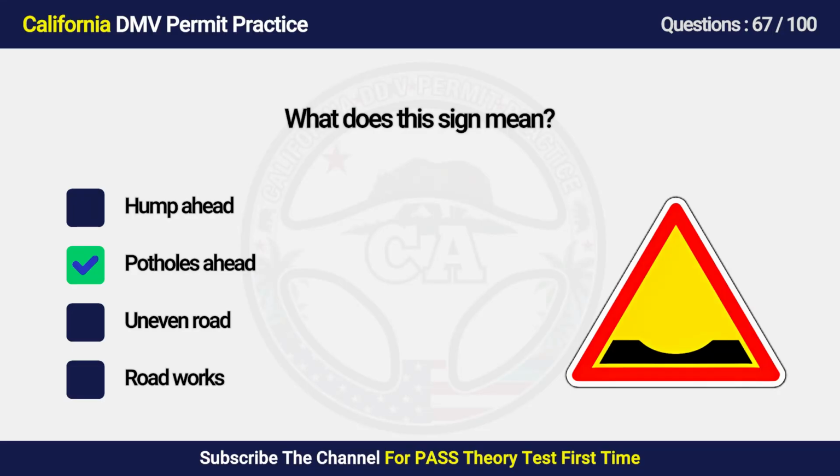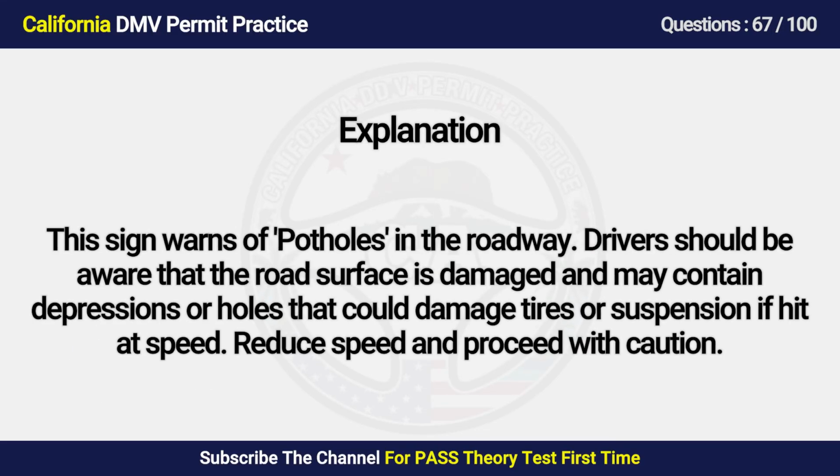Answer is B. Ahead. This sign warns of in the roadway. Drivers should be aware that the road surface is damaged and may contain depressions or holes that could damage tires or suspension if hit at speed. Reduce speed and proceed with caution.